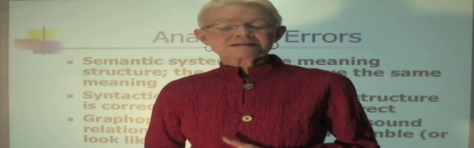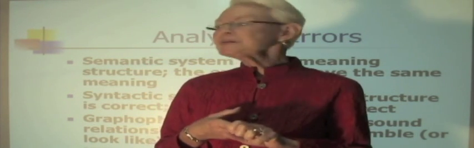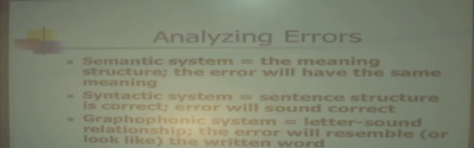Now we're going to analyze the text. And with analyzing, you're going to be looking for the three cueing systems: semantic, syntax, and graphophonics. Just to review with you, semantics is the meaning structure. So if the meaning of the word is the same, for instance, when they said frog instead of toad, the error will have the same meaning, but it's of course not the correct word. Syntax, the sentence structure is the same, but the error will sound correct.